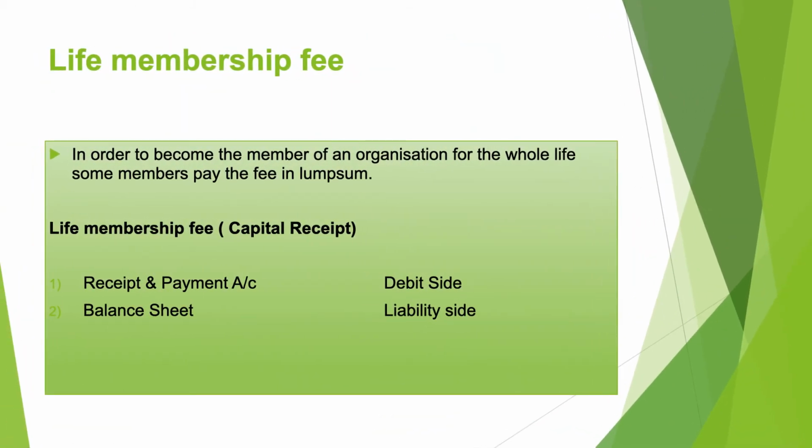So our first item is life membership fee. In order to become a member of the organization, members pay this fee in lump sum and they get benefit for their whole life. So it is of a non-recurring nature, therefore it is a capital receipt. In receipt and payment account, it will be recorded on the debit side and in balance sheet, liabilities side.